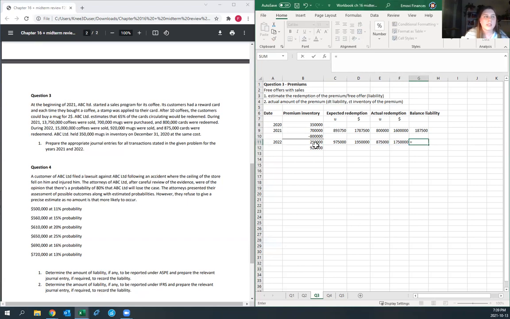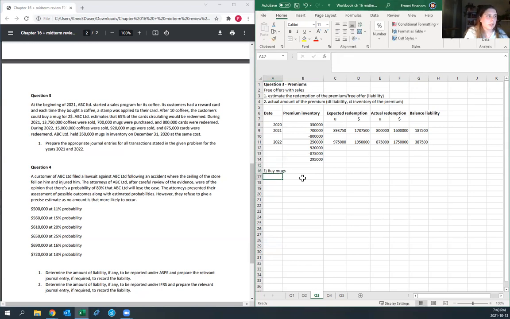So the balance of liability is whatever you had last year, plus your expected redemption in dollars, minus your actual redemption. So at the end of 2022, they would have a balance in liabilities of $387,000. And then they reduced their inventory by 875,000. So that gives them a final inventory of 295,000.